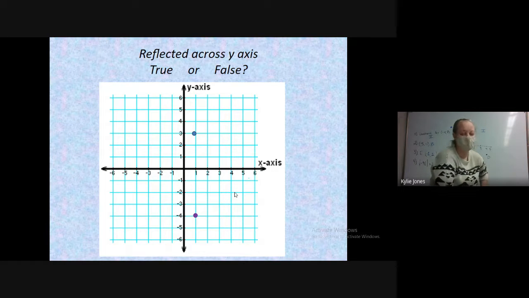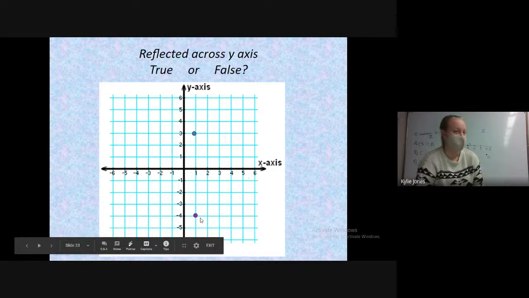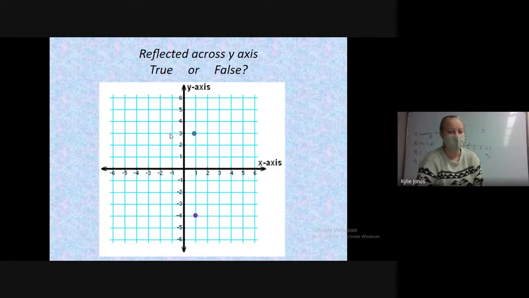This next one is at 1, 3, and they reflected it to 1, -4. It looks like it's correct, but why is it not? There's two things. First of all, it wants them to reflect it over the y-axis. Which one did they reflect it over? They reflected it over the x-axis. So it wants it to go vertical. They took it from the top and moved it to the bottom, which was the wrong axis. They wanted it to be from the right, reflected over to the left.